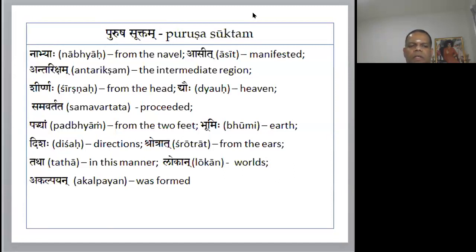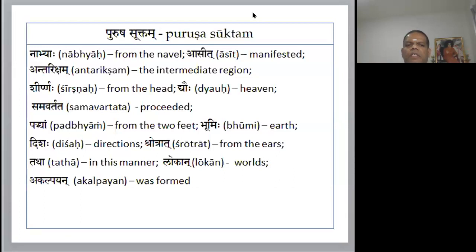Okay, so I think we can go into asking questions. Why are the ears mentioned? Shrotra, even though it means ear, can also mean any form of perception from all sides. Shrotra comes from the word Shruti also. Shruti means Veda also. So from all the sounds which emanated, all these directions came to be.